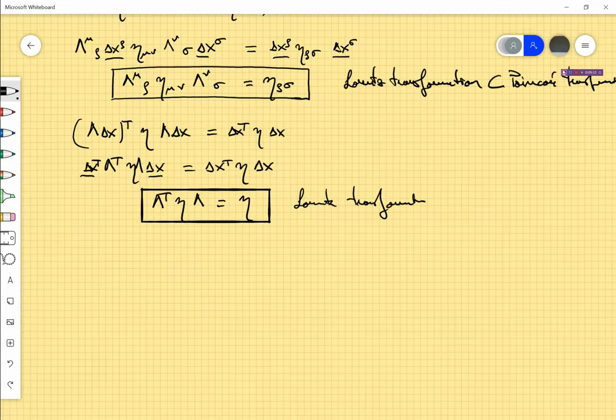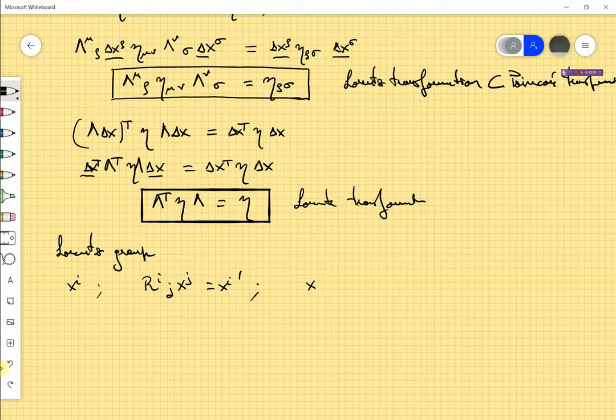All the lambdas that satisfy this property, all the Lorentz transformations, form the Lorentz group. And you see that this is very similar to the rotation group. Rotations preserve the length. So just as an exercise, consider the three-dimensional case. You have coordinates x_i, only spatial coordinates, and you consider linear transformations R_ij. And if they preserve the distance, which is the main property of rotations, so the distance here is just x_i x_i.